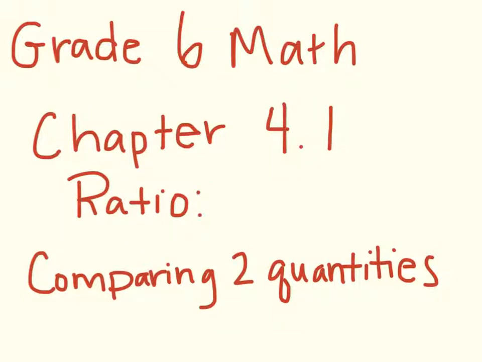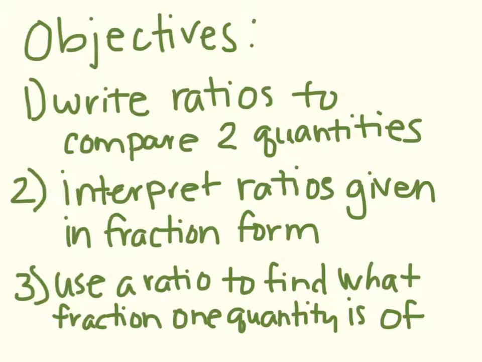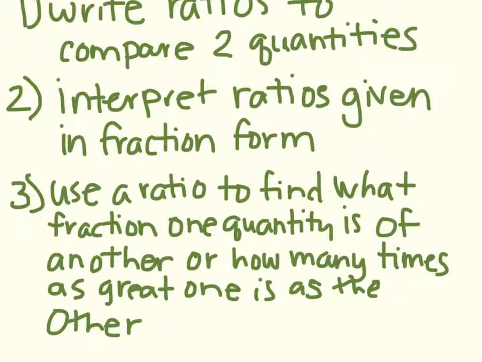This is chapter 4.1, Ratio, Comparing Two Quantities. There are three main ideas in this chapter. The first is to write ratios to compare two quantities. The second is to interpret ratios given in fraction form. And the third is to use a ratio to find what fraction one quantity is of another, or how many times as great one quantity is as the other.